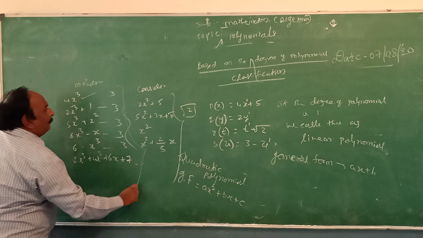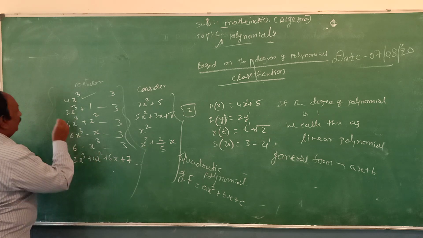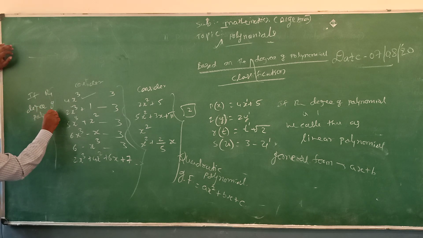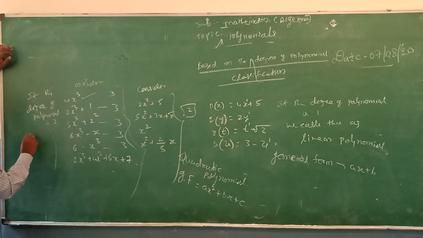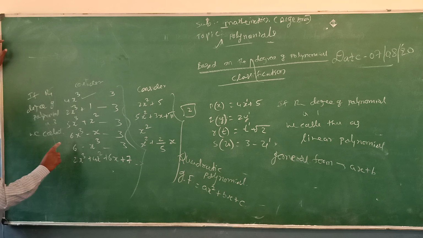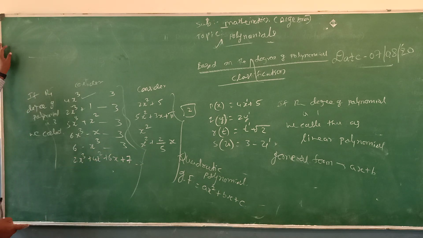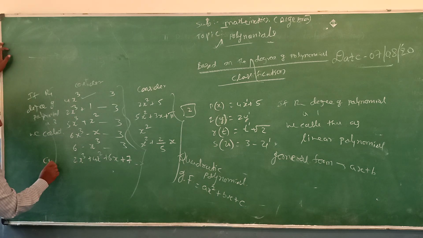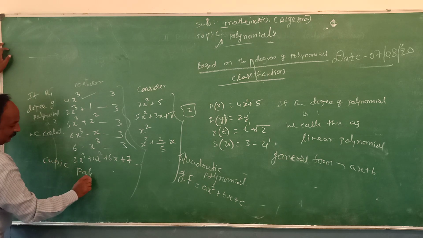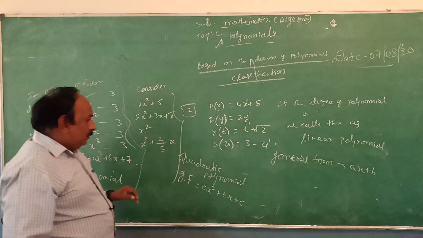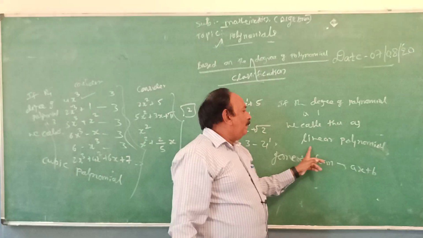If the degree of the polynomial is 3, we call it a cubic polynomial. This one is a linear polynomial, that one a quadratic polynomial, and this we call a cubic polynomial.